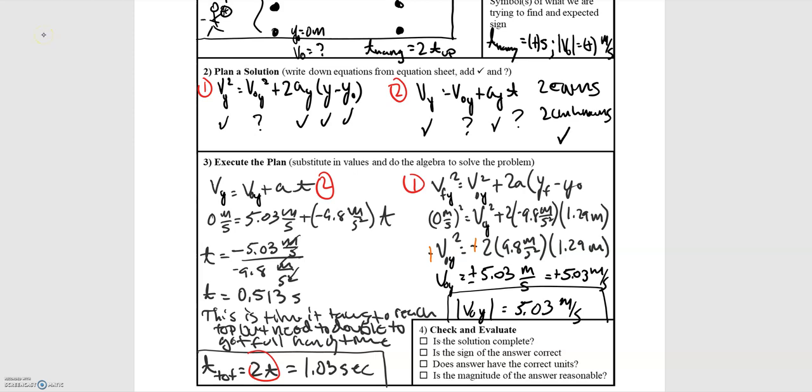Now we need to check our solution just to make sure we didn't make any errors. We found both of the quantities we were looking for. The signs are both positive as we anticipated. We have meters per second for speed and seconds for time, so the units look good. And is the magnitude reasonable? A 1.03 second hang time is probably high for the average person, but since Michael Jordan's a professional athlete, a second seems reasonable for how high he's able to jump. So we can check off that last one.